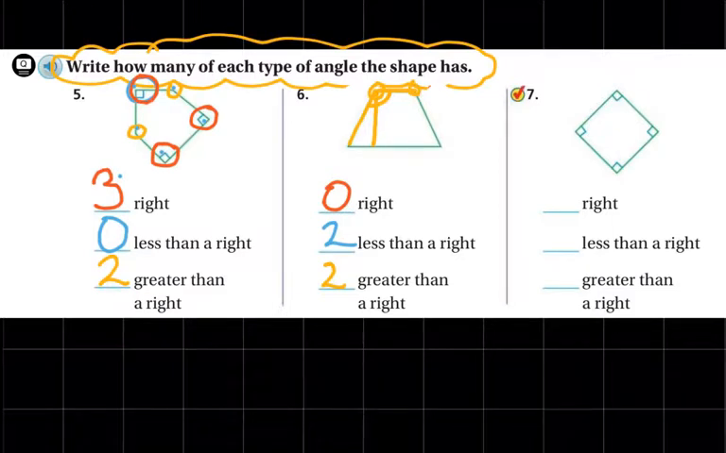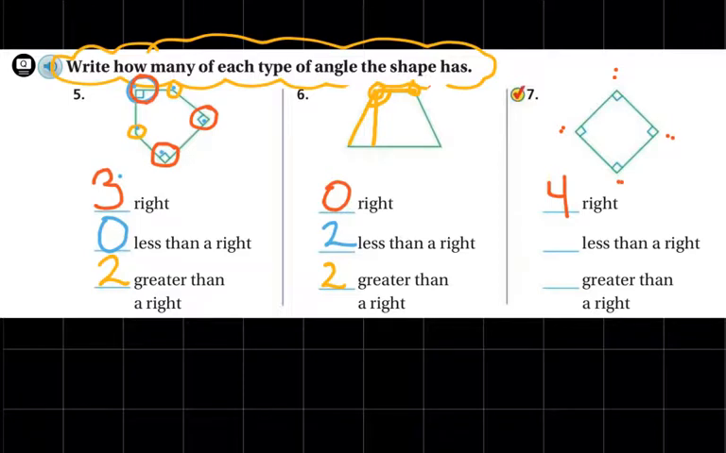All right, looking at the last one, we might as well get that done as well. It has 4 little squares, 1 in each corner. So we know that we have 4 right angles, and there are 1, 2, 3, 4 angles. So we've identified all of them.